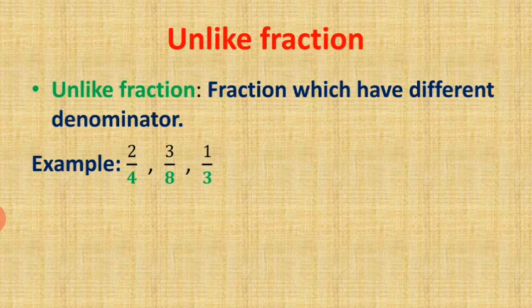Next is unlike fraction. What is unlike fraction? Fraction which have different denominators are called unlike fraction. Example 2 upon 4, 3 upon 8, 1 upon 3. You can see here all the denominators are different. One is 4, second one is 8 and third one is 3. So all the fractions have different denominators, means fractions which have different denominators are called unlike fraction.